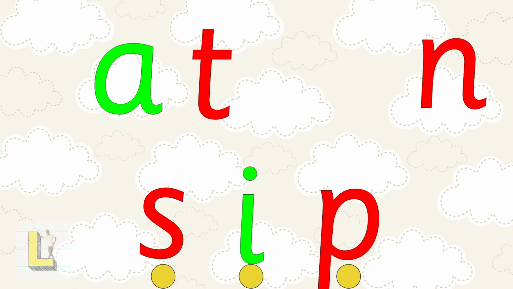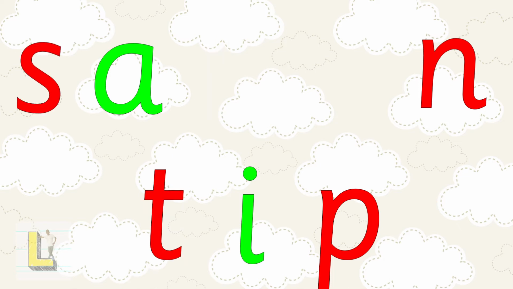S-I-P, sip. Now let's change sip into tip. Which letters do we need to change? I can see the tip of the iceberg. Well done, we can swap s and t. T, I, p, tip.